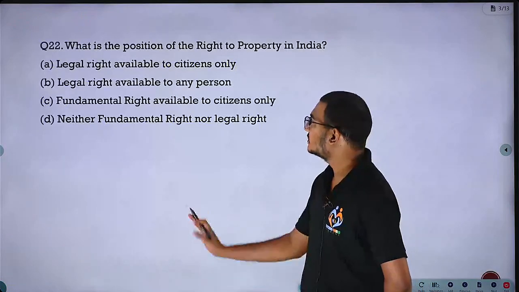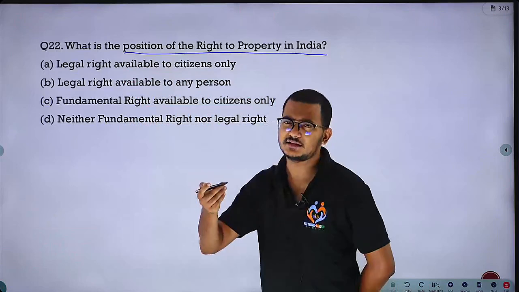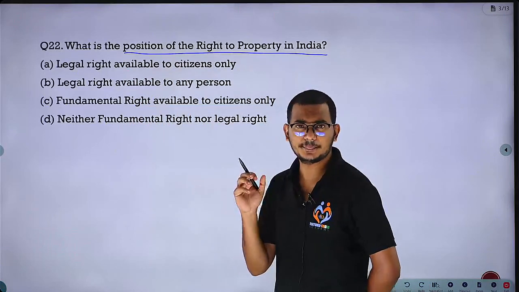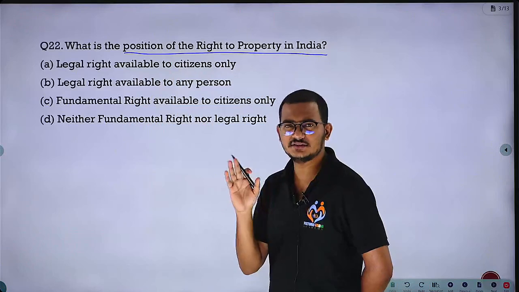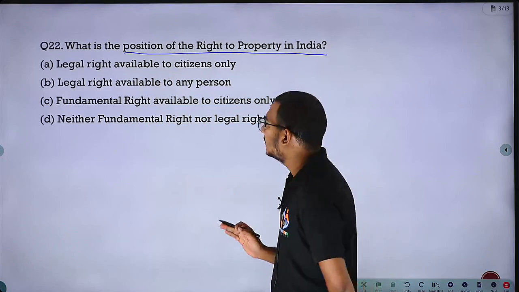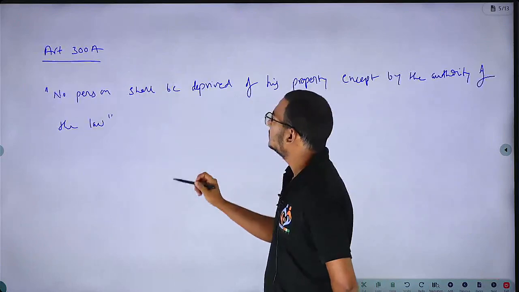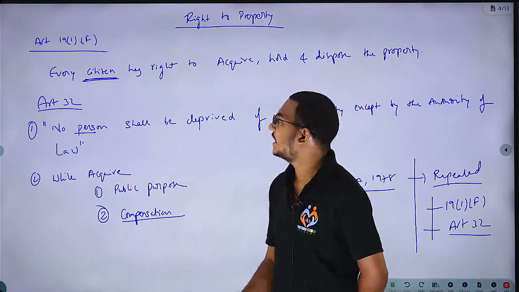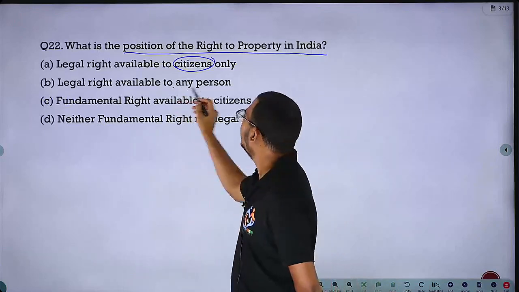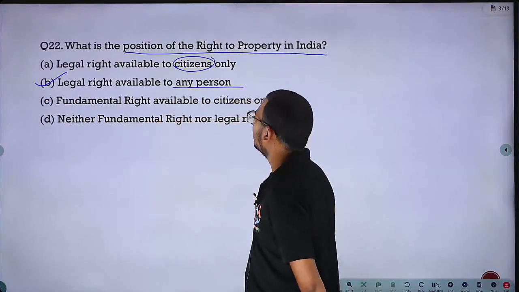Now with this knowledge, we'll solve this question. What is the position of right to property in India? So now they are asking about article 300A. Now article 300A, because article 19 clause 1 clause F is repealed, and 32 also is repealed. So see, this is the legal right which is available only to citizens. See, I have told you no person, which means it is available to any person, not only citizens. So any person, so legal right, this is not a fundamental right.